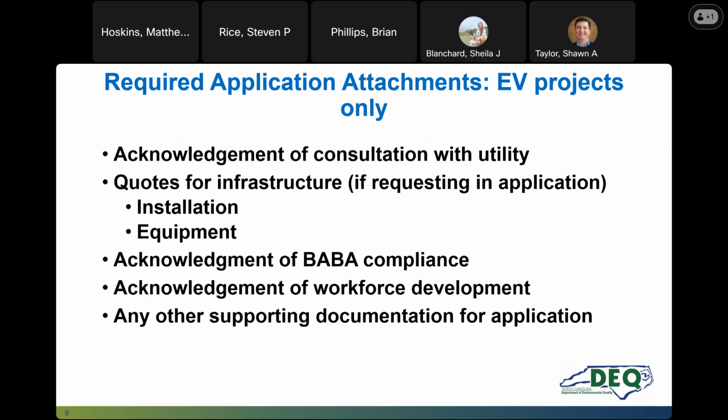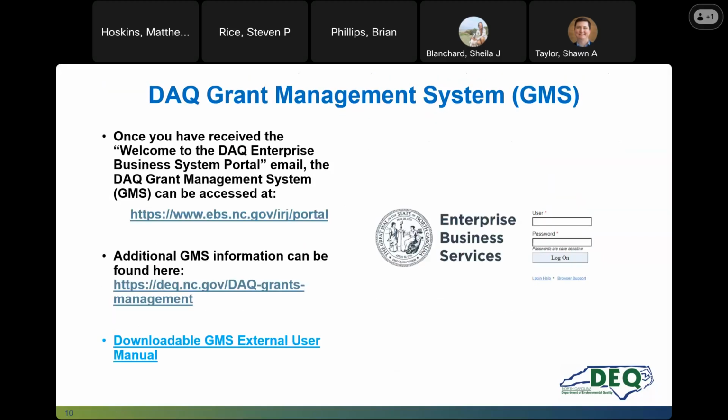And finally, any other supporting documentation for your application. This is the landing page for the GMS system on the right here in the Enterprise Business Services. That username is going to be your NCID. That password is going to be the password that you created when your NCID was created. And then once you're in the system, you get that letter, you can log on, and it's going to take you to the first page.